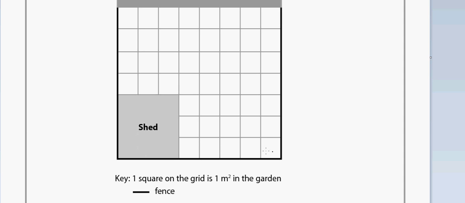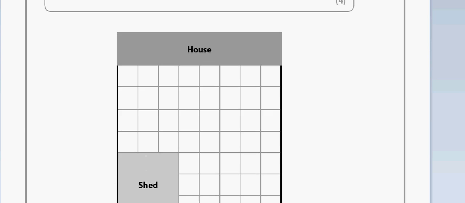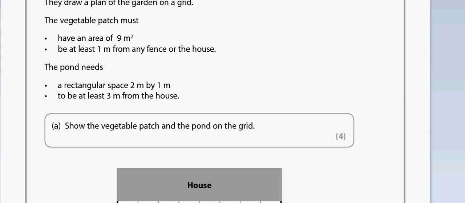and we can see there that the key is 1 square is 1 meter squared in the garden. So this means that from here to here is 1 meter from the fence, from here to here is 1 meter from this fence. I'm hoping that you can see the cursor moving. Okay, so we'll just do this bit by bit.